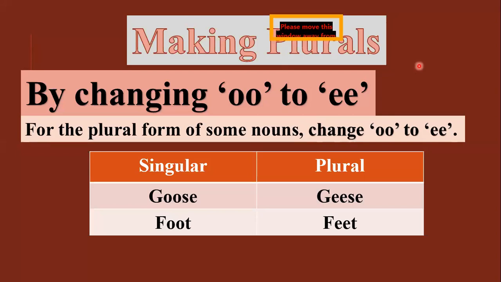Abdul Rahman, I just told you this is the heading. You will write this on the red line, making plurals. Then you're going to write with a black pen by changing double O to double E. And with the blue pen, write for the plural form of some nouns, change double O to double E. And then make a column for 3 lines, write singular, plural, goose, geese, foot, feet. This is the way you're going to do it. And I'm going to change the slide in 1 minute, so please be quick. We have to write all the plurals. We don't have time. Hurry up.